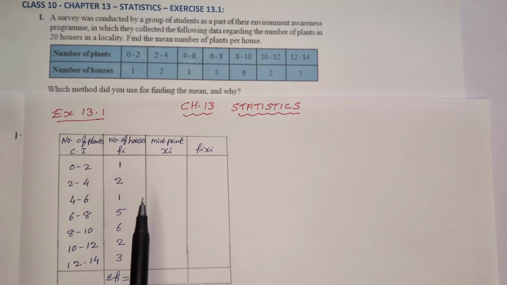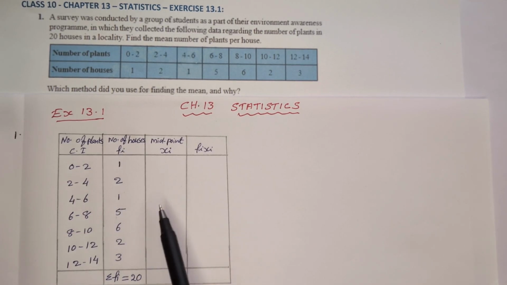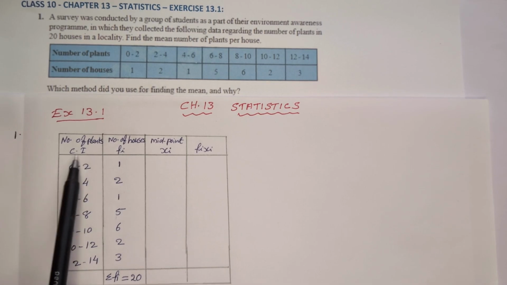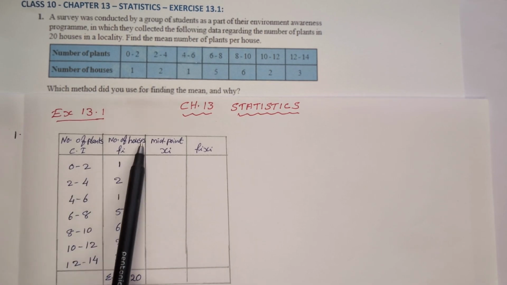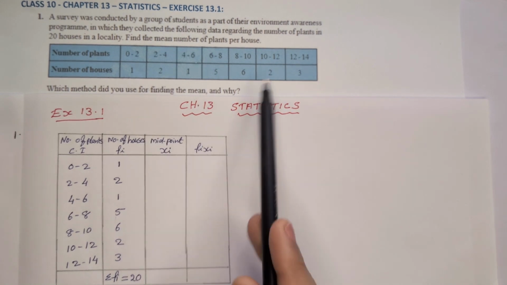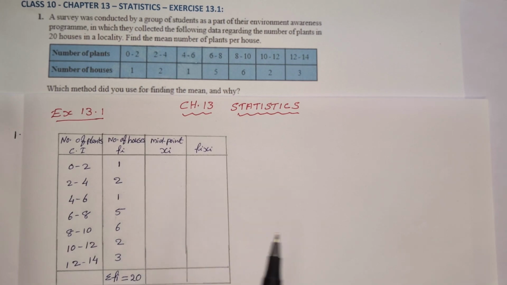We can do this one by the direct method because the values are small, so we can directly do that. First we have to write the table: the number of plants we take as class interval, then number of houses, that is frequency. When we add the given frequencies, we get 20. Sum of total number of houses, that is sigma fi, is equal to 20.